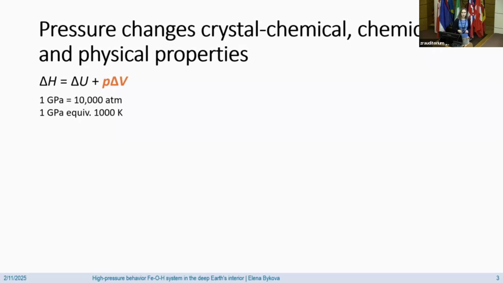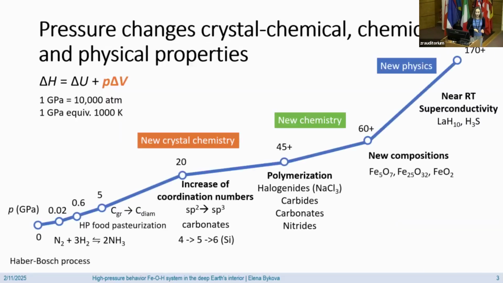And that can be very substantial, because if you look at the enthalpy, we have the so-called PV term, and the higher the pressure, the higher the term, which can stabilize very interesting structures. Even 1 GPa is equivalent to about 1000 Kelvin. For a normal chemist who doesn't work with such high temperatures, that can create quite different chemistry. So imagine what happens in the case of much higher pressures.